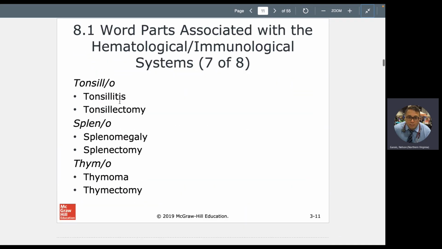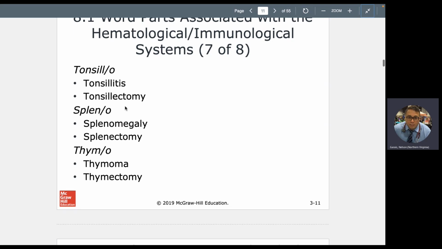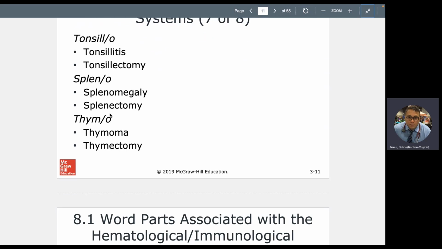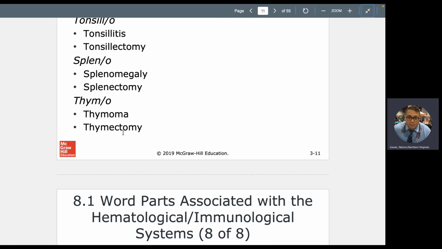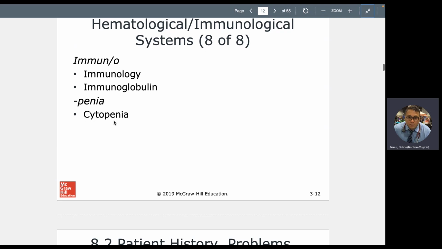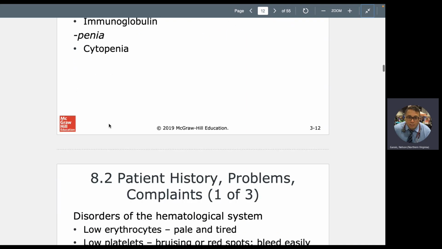Tonsillitis, if I have an inflammation or infection of part of my lymphatic system, which is my tonsils, I have several of them in my throat and in my oral cavity, we can perform a tonsillectomy. Splenomegaly, that's when your spleen gets abnormally large, and if it gets too large, we have to perform a splenectomy. Thymoma, if the thymoma gets too large, we'll perform a thymectomy. Penia, cytopenia. So leukocytopenia is a decrease of white blood cells. Erythrocytopenia, decrease of red blood cells, and thrombocytopenia, which is, of course, decrease of your platelet cells or your clotting cells.